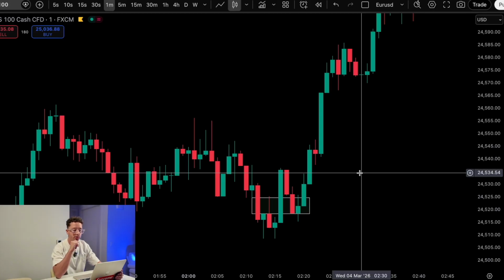All you're looking for with these inversion fair value gaps is a regular fair value gap to fail. And that's the thing that's so nice: most of us thought that once we take a trade off a fair value gap and it fails, there's no trade. But guess what? Now you guys have a second chance.